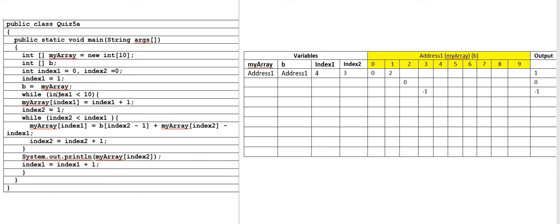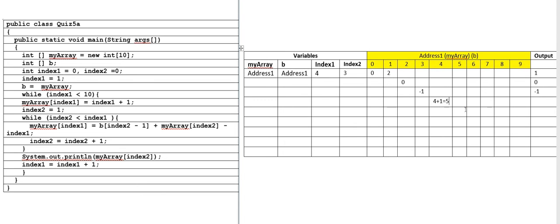So now we're checking whether the value of index 1 is less than 10. Yeah, 4 is less than 10. So moving on to the body of the outer loop, we're updating the value of my array at index 1, which refers to this index. How do we update the value? We add 1 to the current value of index 1. So we add 1 to 4, and the resulting value is 5.